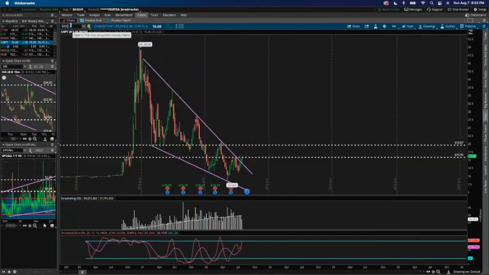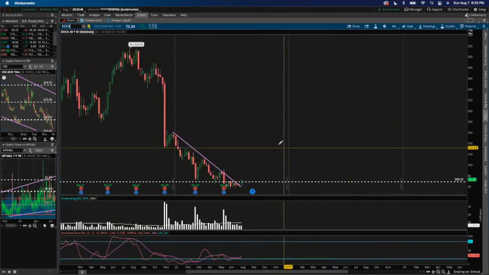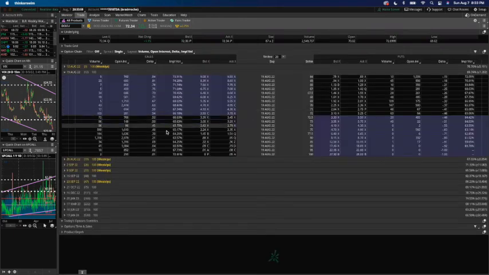DocuSign, I did look at that too. It's in too strong of a downtrend, and I guarantee you these contracts' implied volatility is probably jacked up too. Oh, okay, it's not that bad.